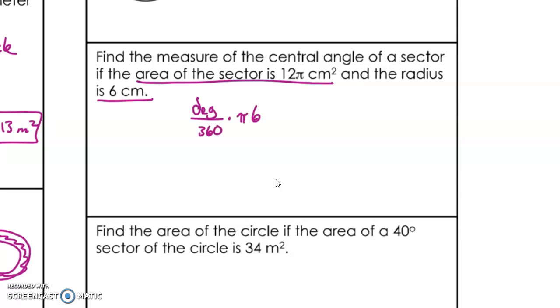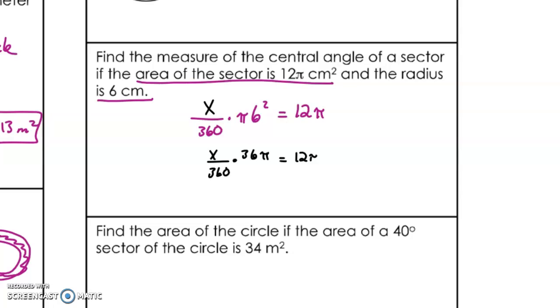We know the radius is 6, and we know the actual area is 12 pi. So where I wrote degrees, I'm just going to call that x. Let's put an x there, or d for degrees, if that helps you. So instead of 6 squared, think of it as 36. You have x over 360 times 36 pi.